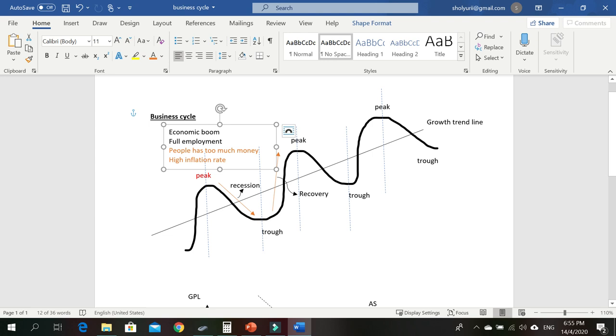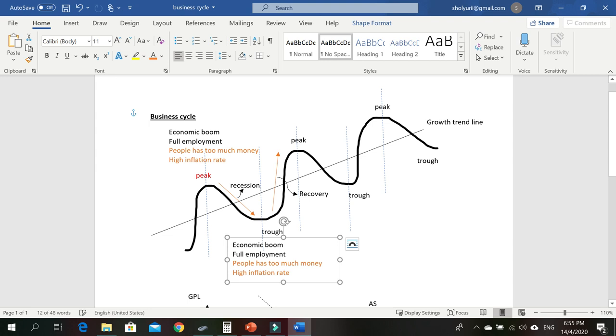So until we reach through. So dekat through ni, apa isu dia? Isu through ni adalah terbalik. Dia adalah economic down. Economic down. Okay. So here, kita akan ada masalah, bukan full employment dah. Kita akan ada isu high unemployment. Masa ni ramailah yang menganggur.